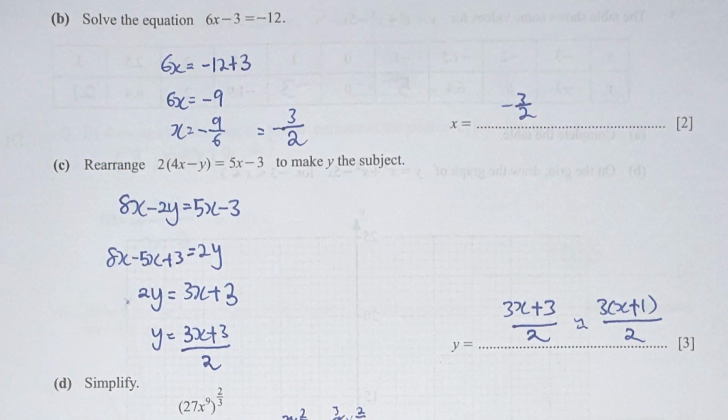Part B, solve the following equation. 6x equals negative 12 plus 3. So 6x equals negative 9. x equals negative 9 divided by 6. After simplifying it, you will get negative 3 over 2 as your final answer.